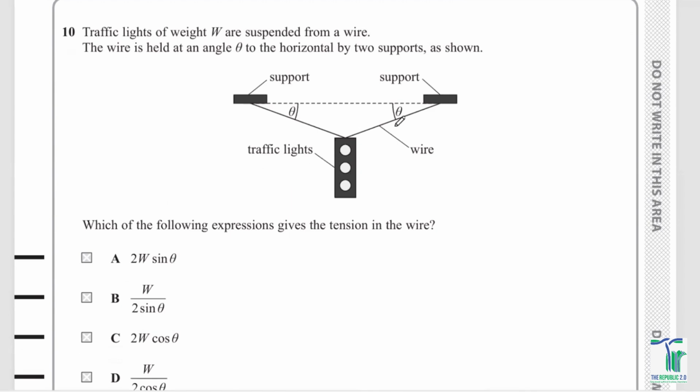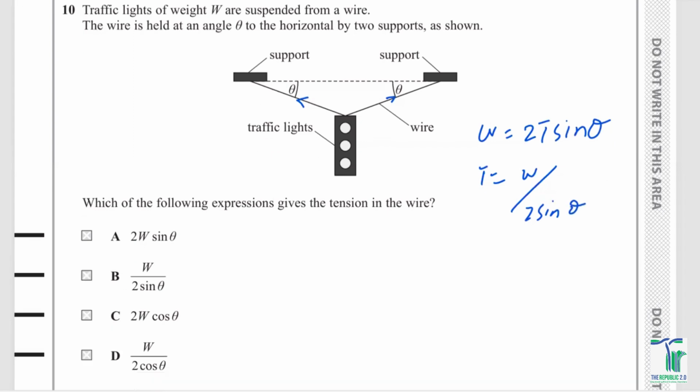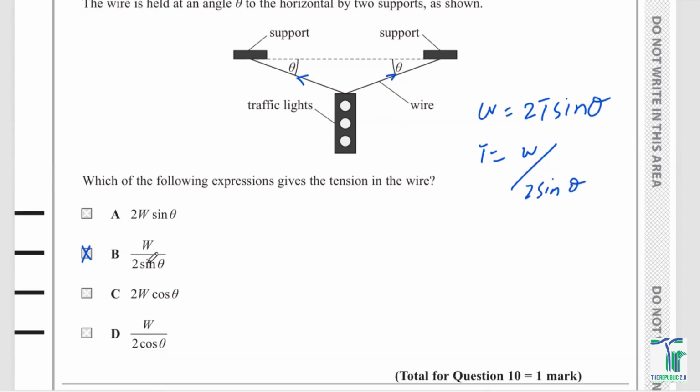Well, if you really want to calculate tension in the wire, the weight of this traffic light must be equal to, since we've got two T's over here, we've got two strings which are holding up the traffic lights. So it must be 2T sine theta. We are always going to take the vertical component because it is only the vertical component that is going to give us the reaction of the weight, because the weight acts vertically downwards. So tension must also be acting vertically. So if you want to calculate tension from here, it has to be W upon 2 sine theta. So that is why you have to go with option number B.